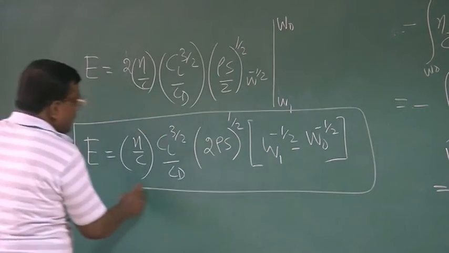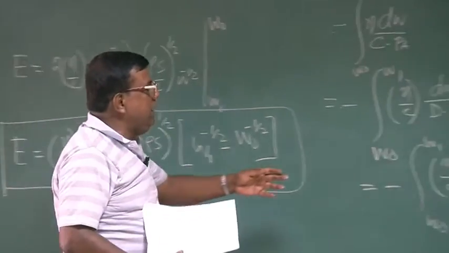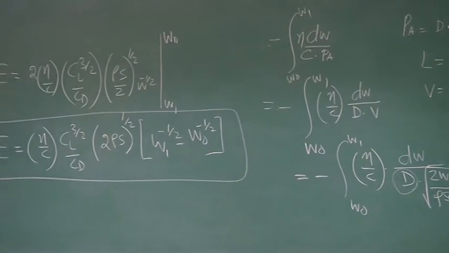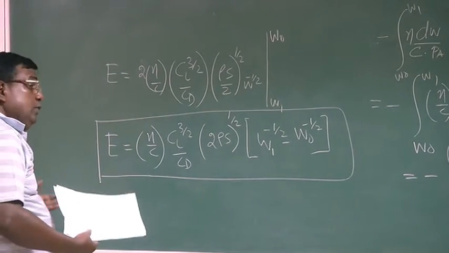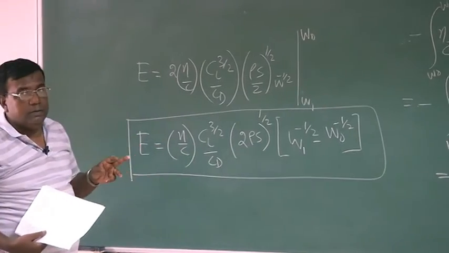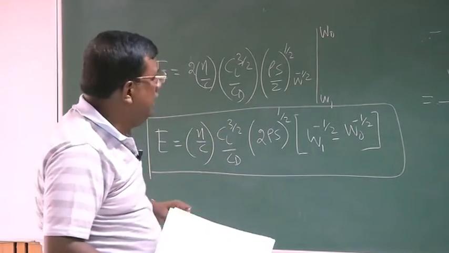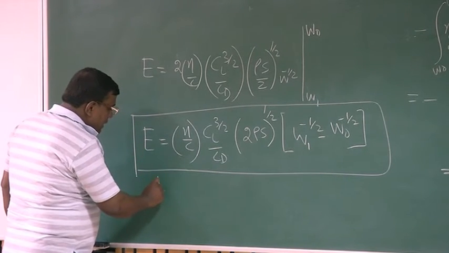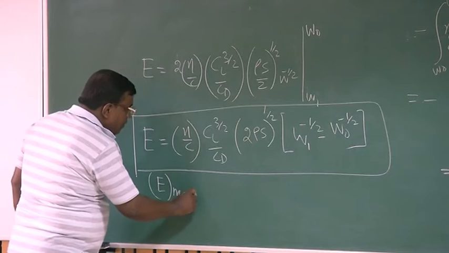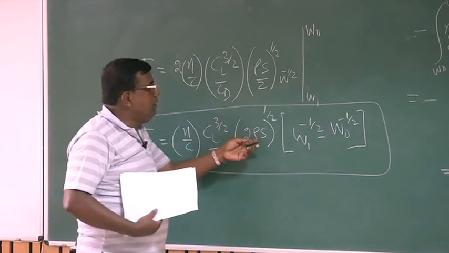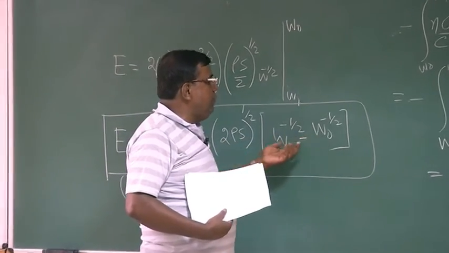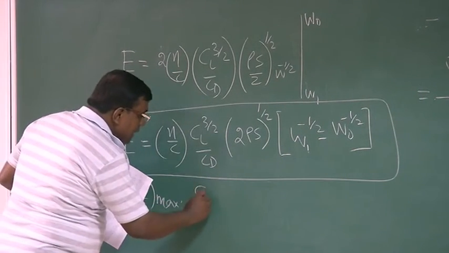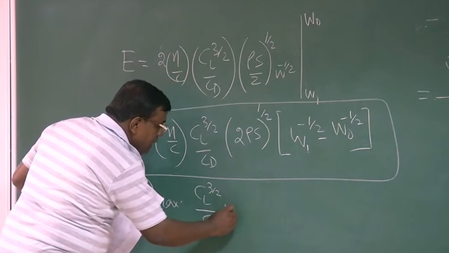Please note that when we arrived at this expression, we have taken eta by C outside this integration. We have assumed that there is no effect on C because of change in weight. Also, you should remember that C does change with the altitude, right? Okay. But here, for simplicity, we assume it to be constant. What is more important here? See, what we are seeing here? We are seeing that E will be maximum for a given altitude, given initial weight and final weight or fuel weight. E will be maximum when CL to the 3 by 2 by CD is maximum.